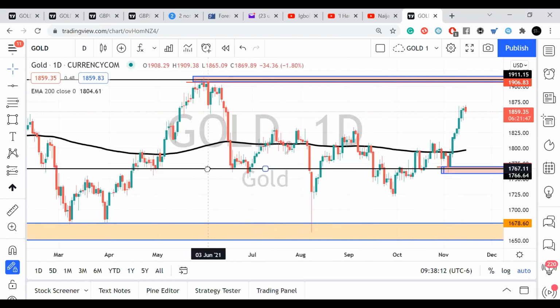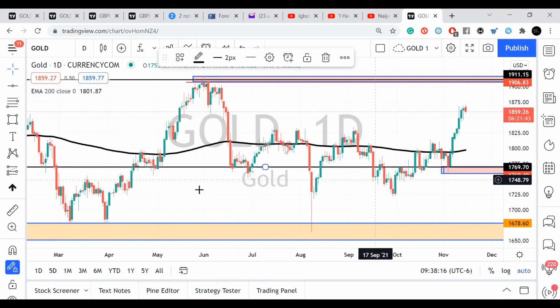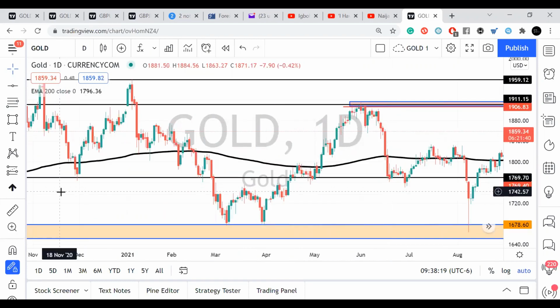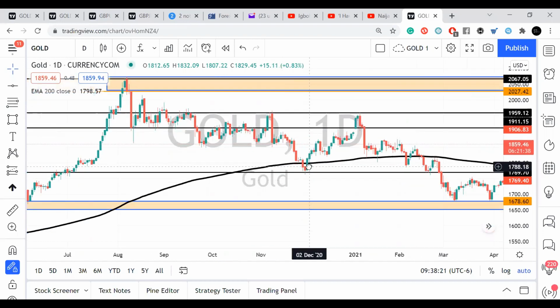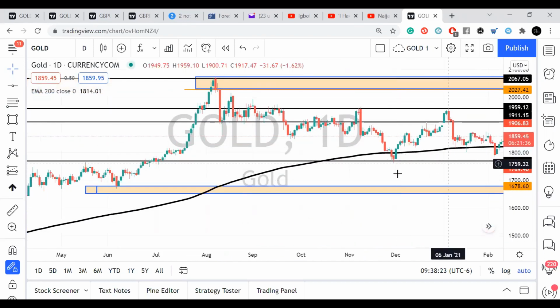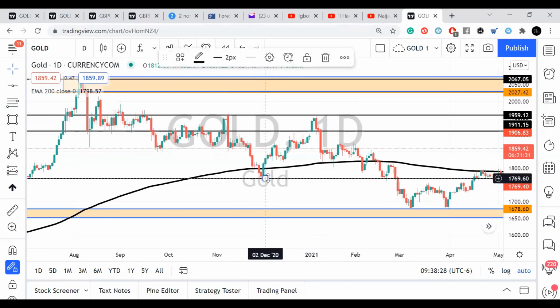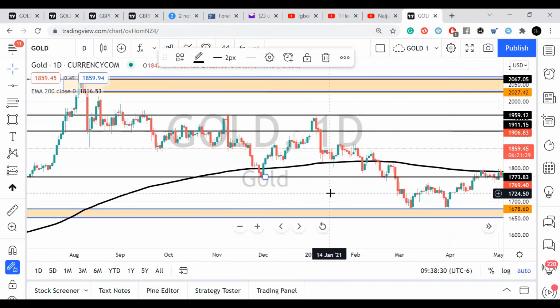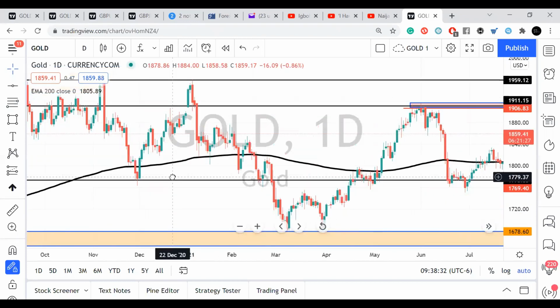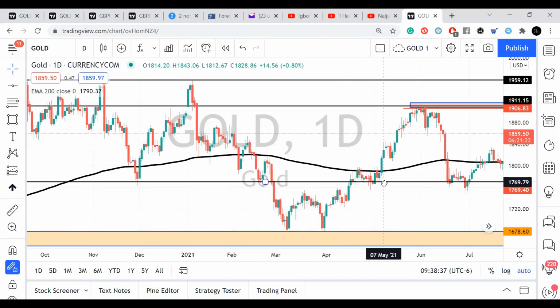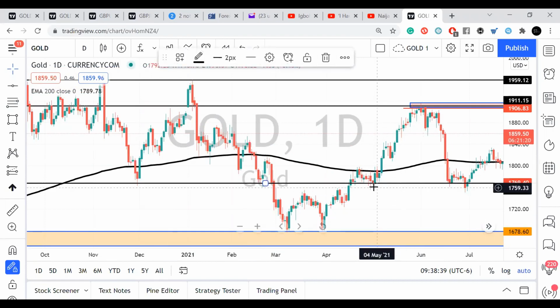Let me adjust this. You see how price is respecting it here. Then price respected it here. Let me just adjust it very well. Price broke out and came here to retest. Price respected it here.